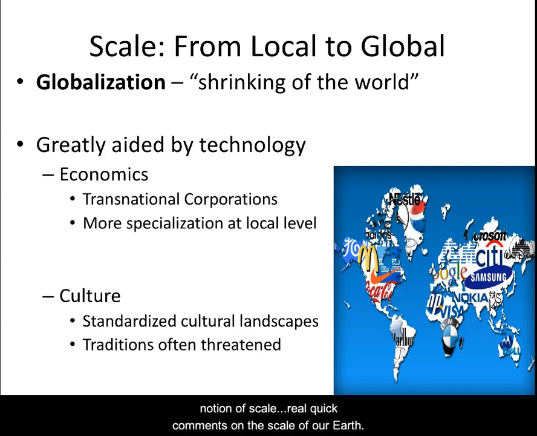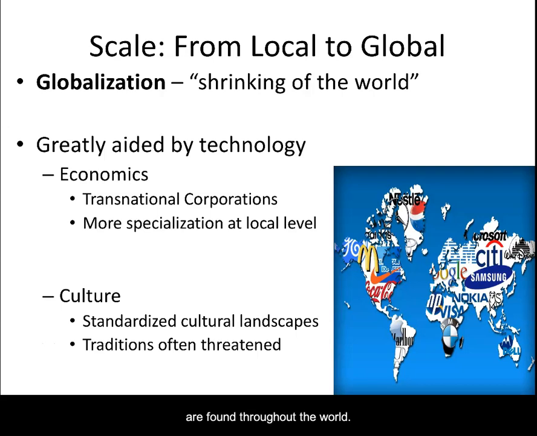Back to that notion of scale, a real quick comment on the scale of our Earth: it seems to be getting smaller and smaller through the process known as globalization. Our world keeps getting smaller, mainly because of technology and innovations in transportation. So we're much more mobile than we were centuries ago. As a result, the economies of different countries are coming together, and we have companies or corporations that operate in many different countries, and maybe they produce some goods in one country, but sell them throughout the world.